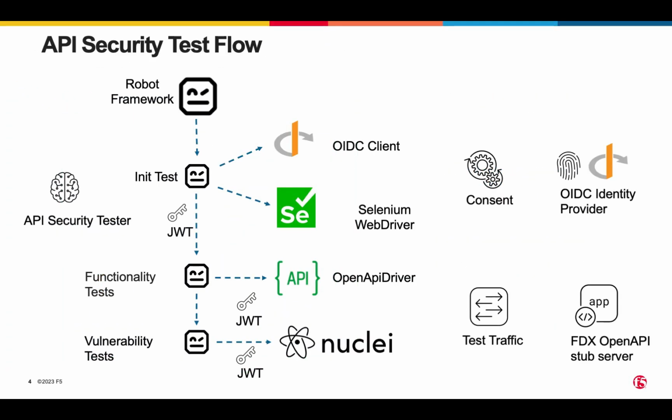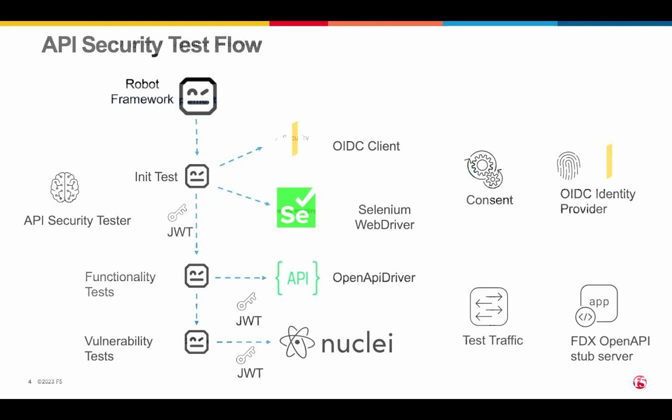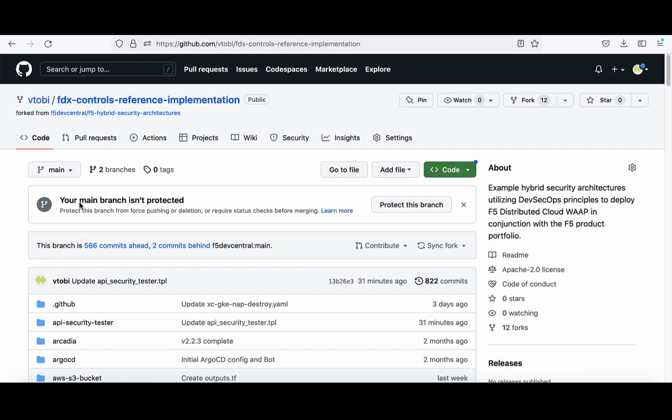The general flow is for Robot Framework to kick off an initial stage where Selenium will go through the consent journey a real end user will go through to authorize a transaction and obtain the JWT, which will be transferred as an input parameter to the test stages. For demo purposes, the first test will check the functionality, that is, the security controls are allowing valid traffic, and the second test will use Nuclei to perform a vulnerability test against the API backend. Let's see the API tester in action.